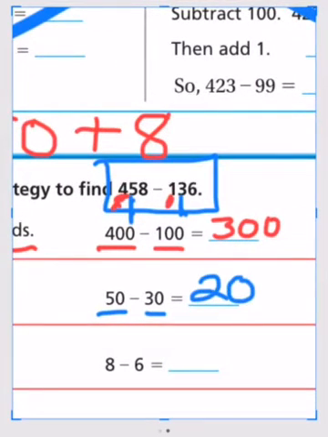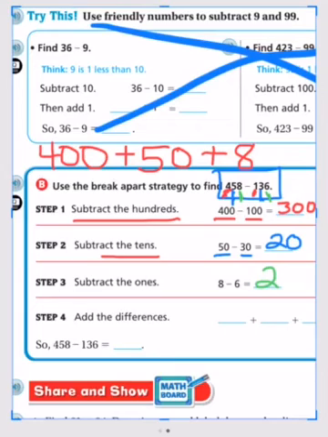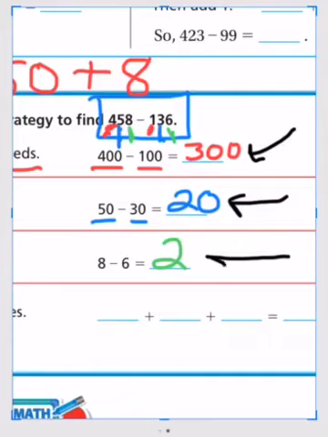And then finally, we're going to subtract our ones. I'm going to change numbers again. In the ones column, we have 8 minus 6, and 8 minus 6 is 2. Okay? And then we can take all of our differences. Remember, differences are the answers to subtraction problems. So I'll take our 300, our 20, and our 2, and we add all those up.